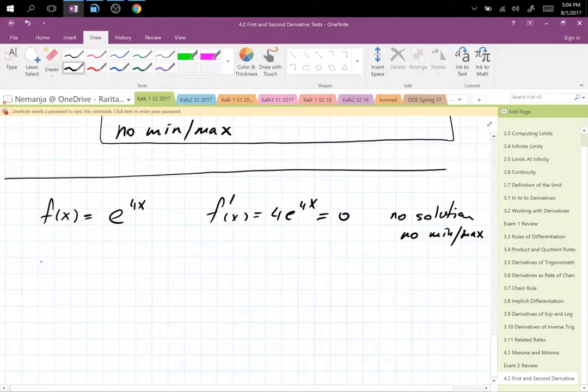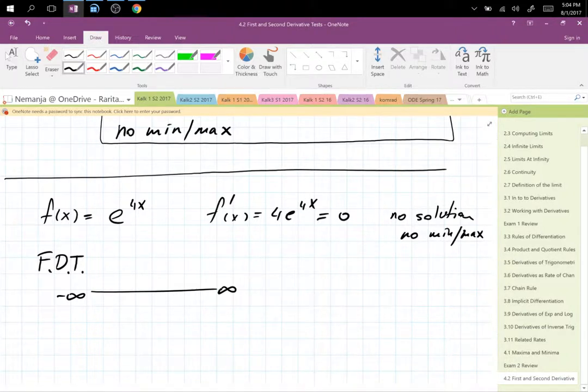So, first derivative test, we can still do it. It's just that we don't have anything between negative infinity and infinity. We don't break it at all. You just pick one test point somewhere, and the easiest one is clearly 0, right? The easiest test point.